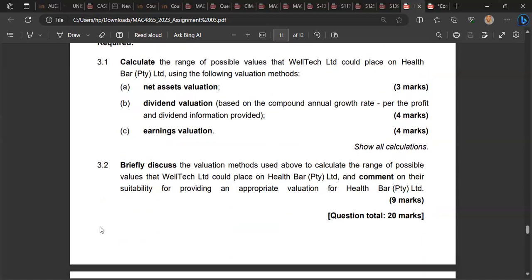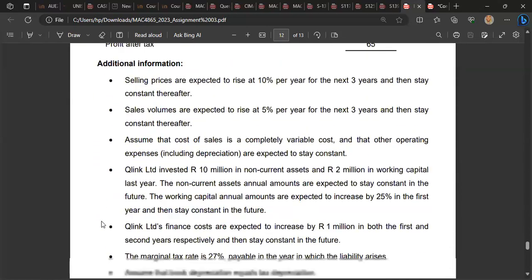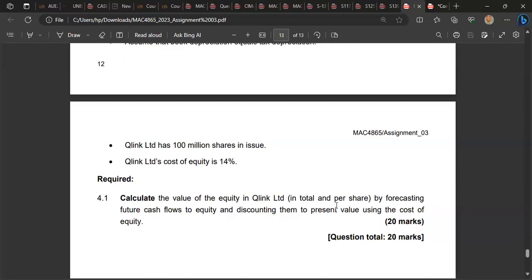And then in terms of commenting on their suitability, given the scenario, if ever we get a question like that, then we are basically looking at those points where we're saying, under what circumstances is this method suitable? So here you are saying net asset method is suitable under these conditions, does it apply to this scenario? Dividend valuation is suitable under certain conditions again, which we will talk about. And then earnings again is suitable under certain conditions. And then on question 4, there is the other part which will end with calculate the value of equity. So this is 20 marks. I believe there's quite a lot to do on this one.